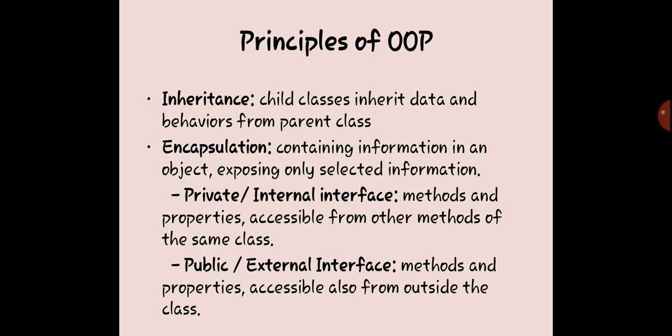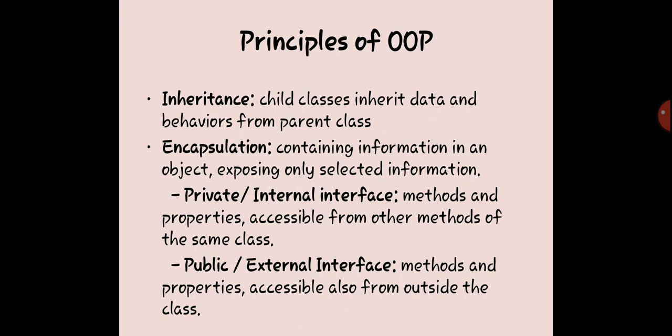The first one is inheritance. Inheriting is getting, right? A child will get the properties from the parent. That is called inheritance. In the same way, a class gets the properties from another class. The class that gives its properties is known as the parent class, and the class that gets the properties is known as the child class. The second principle is encapsulation.